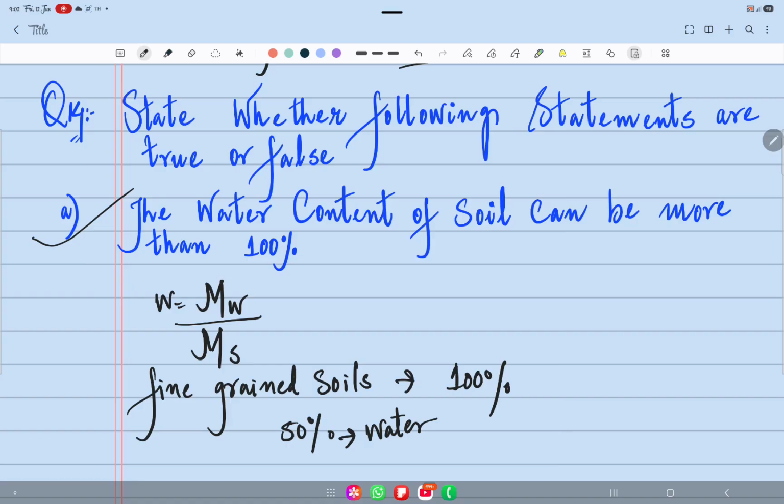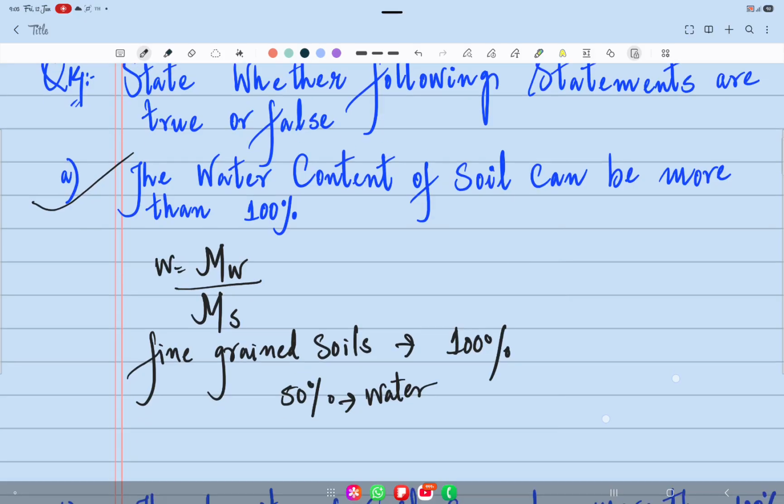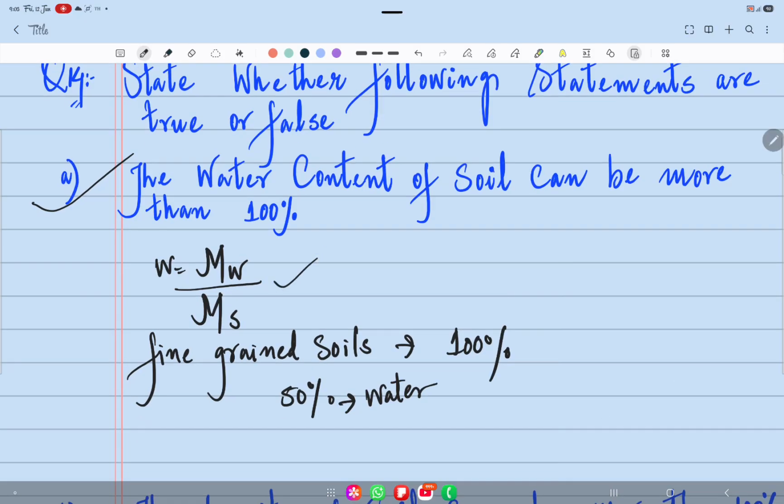The water content of soil can be more than 100% if the weight of the water exceeds the weight of the dry soil solids, since it's a ratio between the mass of the water to the mass of the soil solids. If this exceeds the weight of the dry soil solids, then the water content will exceed 100%.